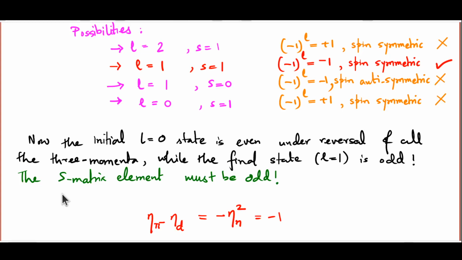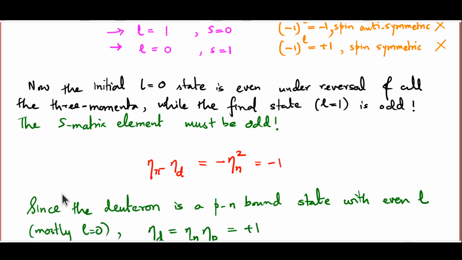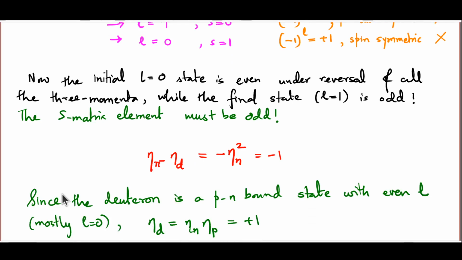Now, at this stage, it was already known that the deuteron is a pn bound state with even L contributions only. This can also be figured out from symmetry principles. And most of the contribution actually came from the L equal to 0 state. So we know that eta deuteron is simply a product of the intrinsic parities of the neutron and the proton. In addition to this, or rather in multiplication to this, you should have an additional factor of (-1)^L, which is plus 1.